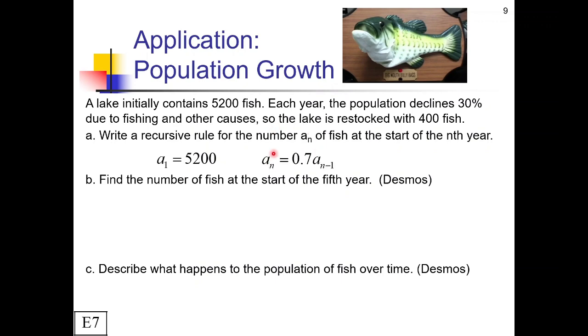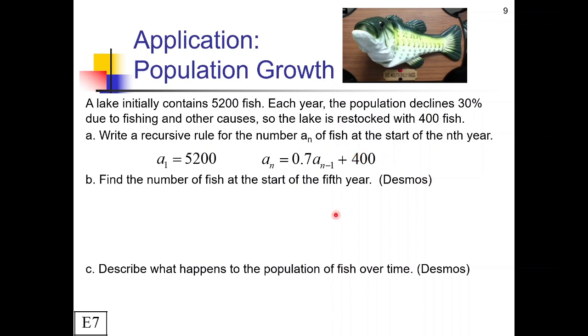So let's start there. So our a sub n is going to be 0.7 times a sub n minus 1. Now we're also restocking with 400 fish. So what are we doing with 400? We are adding it to the remaining total after this decline has happened. So there is our recursive function.